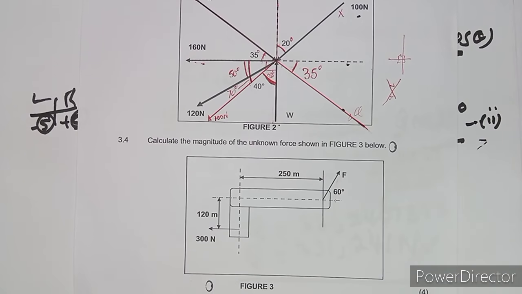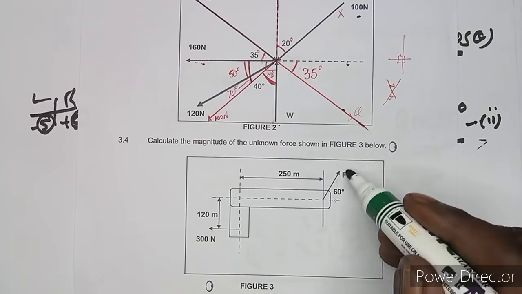All right, so on 3.4, calculate the magnitude of the unknown force. Okay, so we have got this unknown force here, which is F.